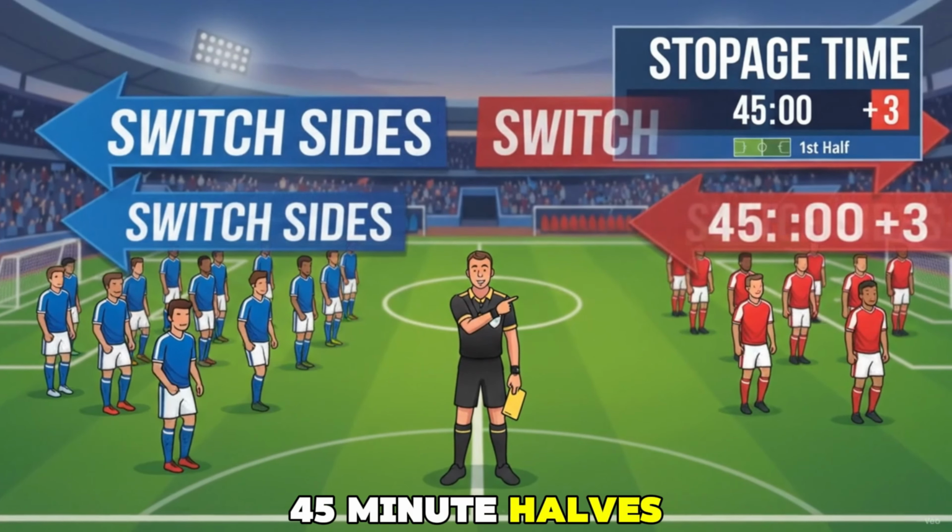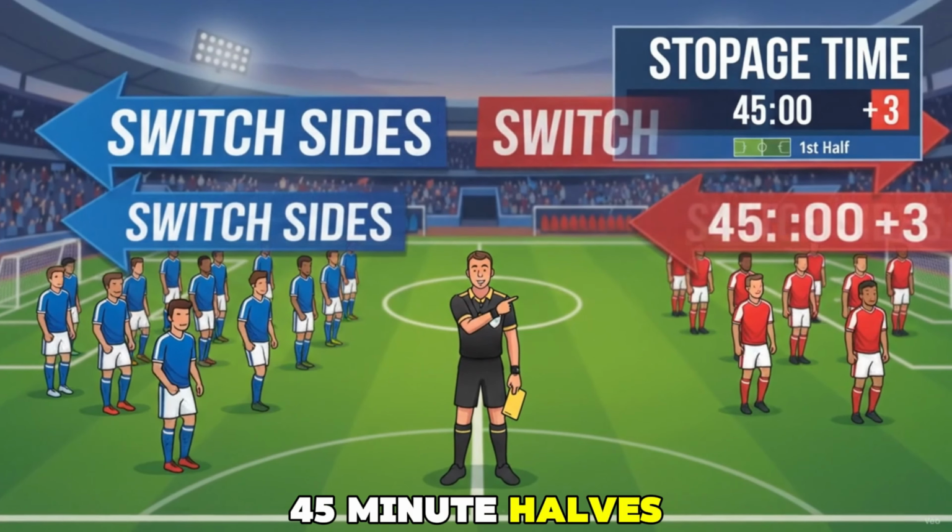An attacking player cannot be closer to the opponent's goal than the last defender, other than the goalkeeper, at the moment the ball is played to them. If they are, the referee stops play. Offside called. No goal. Why does this rule exist?